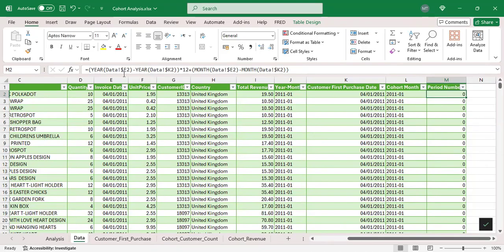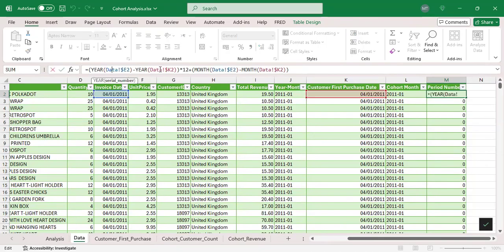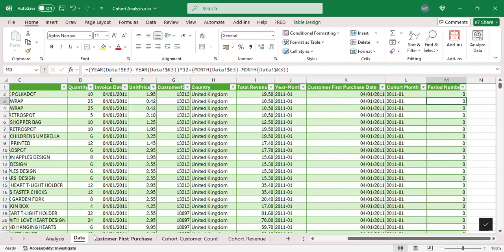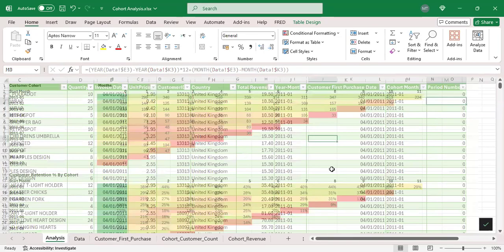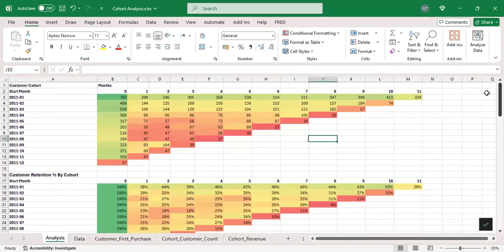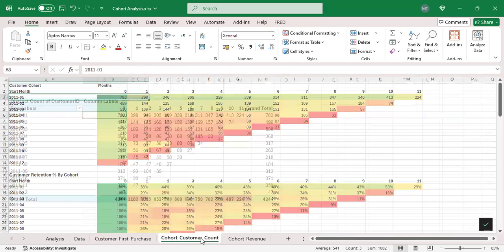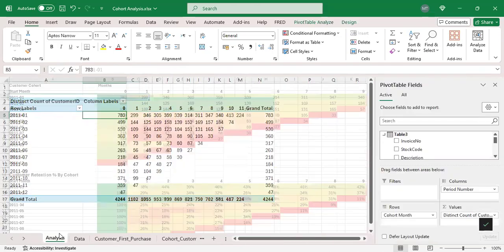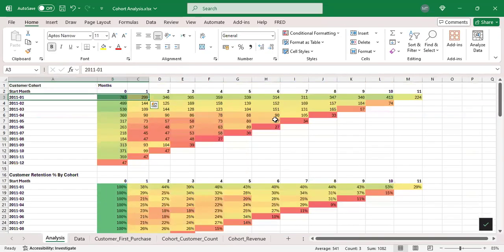How I did that, I simply first calculated the difference in year between the customer first purchase date and the invoice date, and then I also calculated months as well to have the period number. So after that, I use this tab where I first added this data by copying it from this pivot table to have some analysis into it.